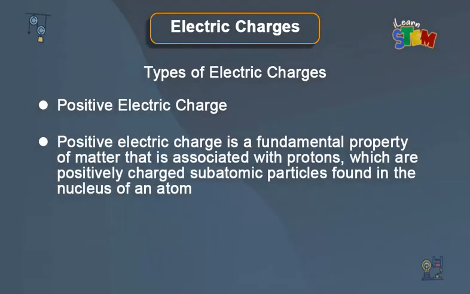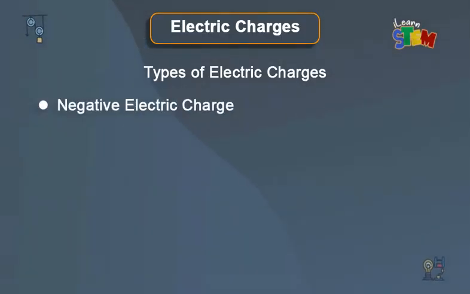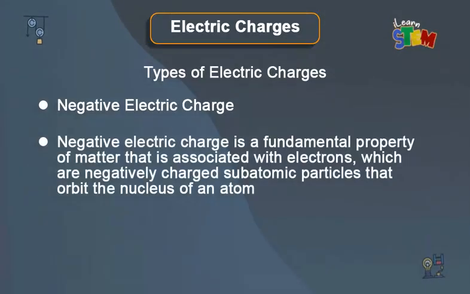Positive electric charge is a fundamental property of matter that is associated with protons, which are positively charged subatomic particles found in the nucleus of an atom. Negative electric charge is a fundamental property of matter that is associated with electrons, which are negatively charged subatomic particles that orbit the nucleus of an atom.